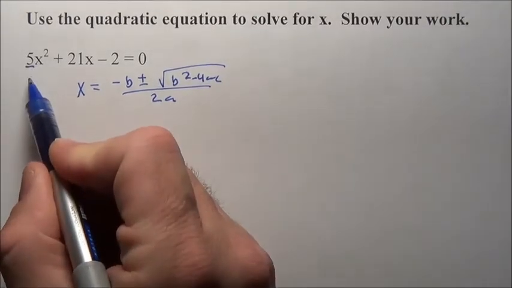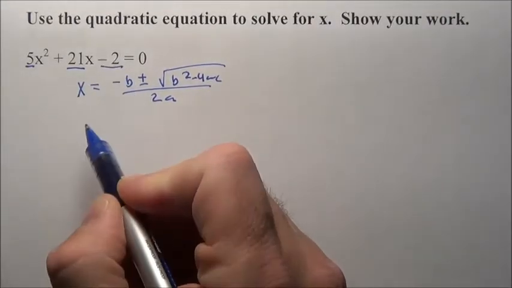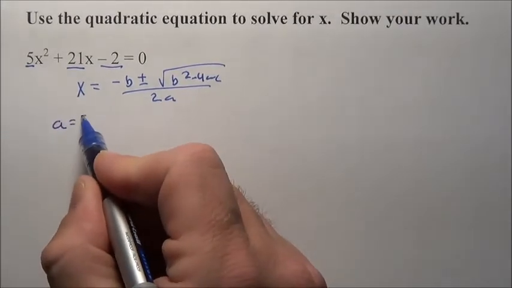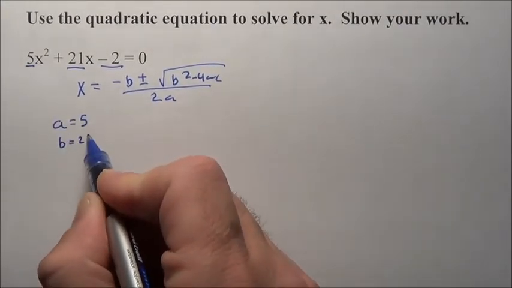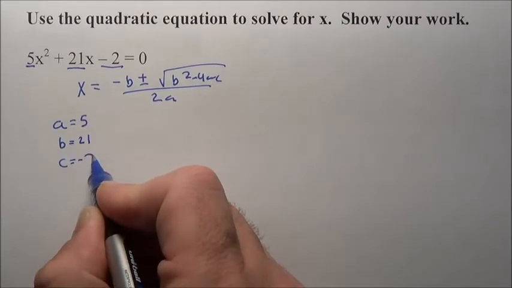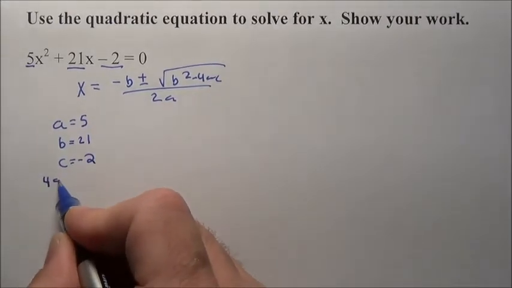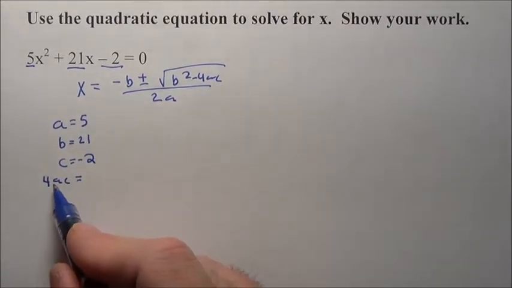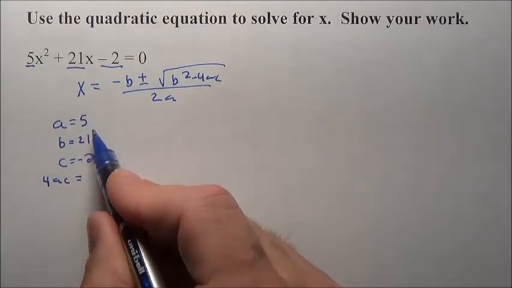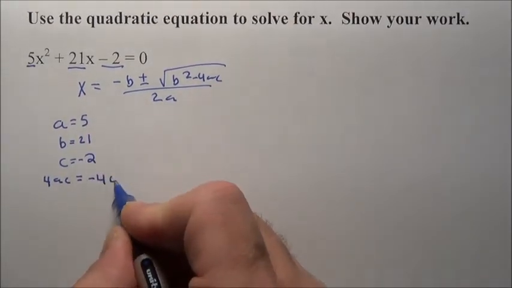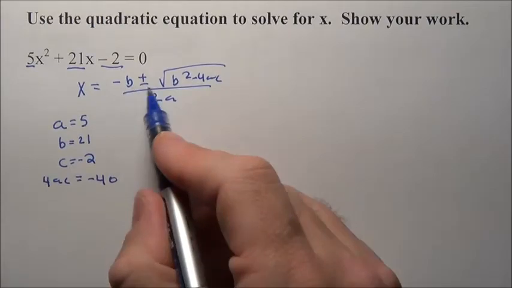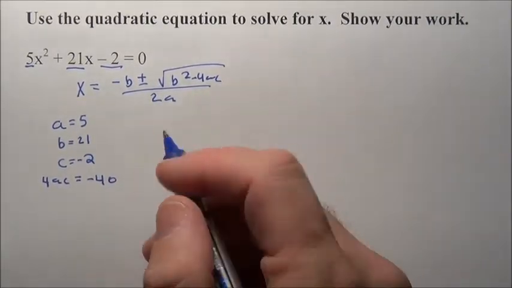Remember, a is right here, b's right here, c's right here. So we're going to have a is 5, b is 21, c is negative 2, and I go ahead and list out the 4 times a times c. 4 times the a, 5, is 20, times that is going to be negative 40. So now let's just plug in here. As long as we plug in, we're going to get it.